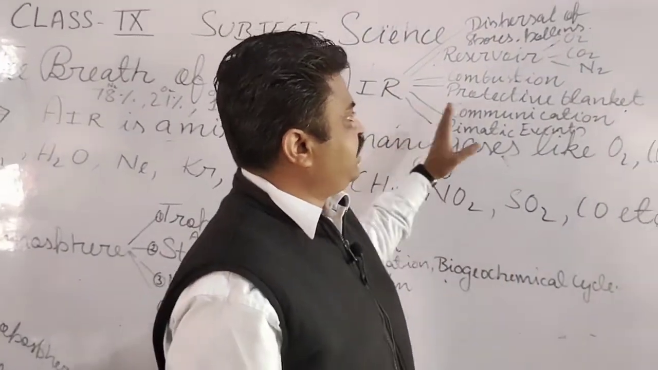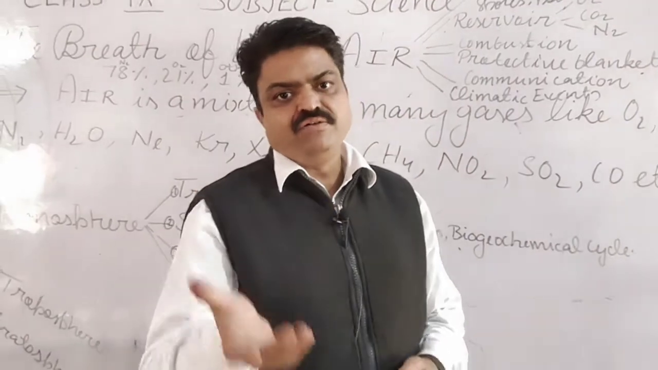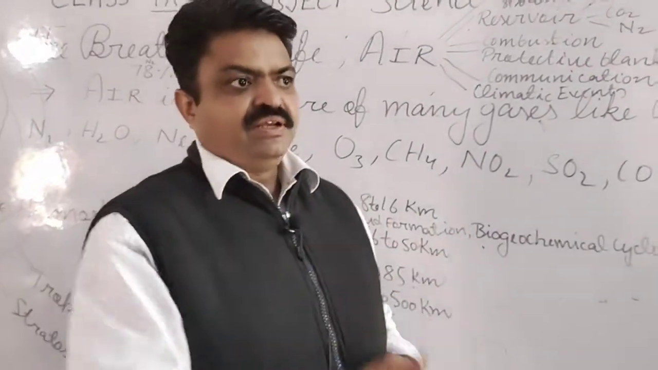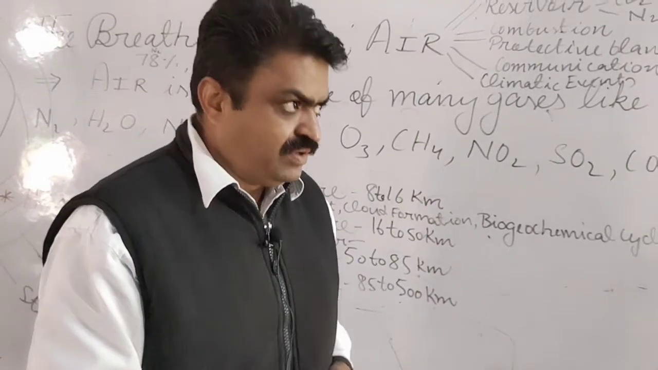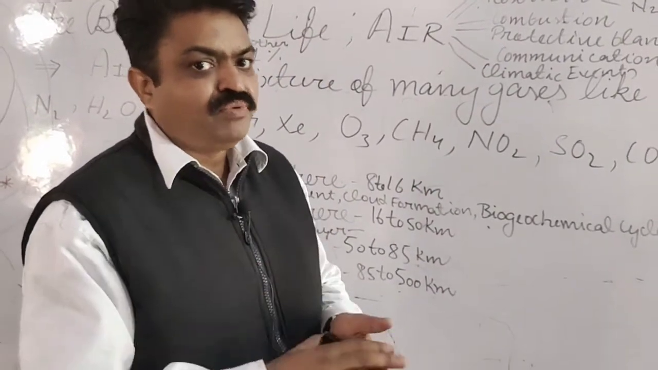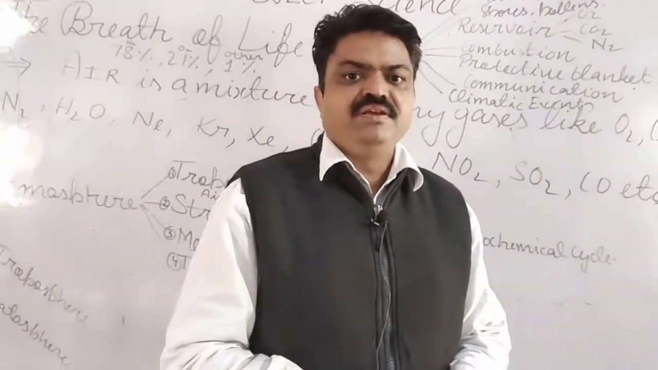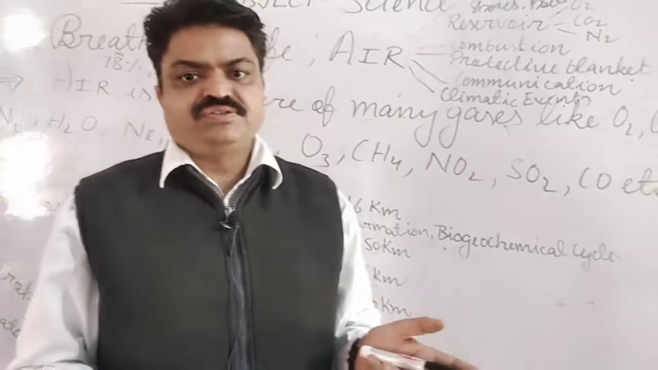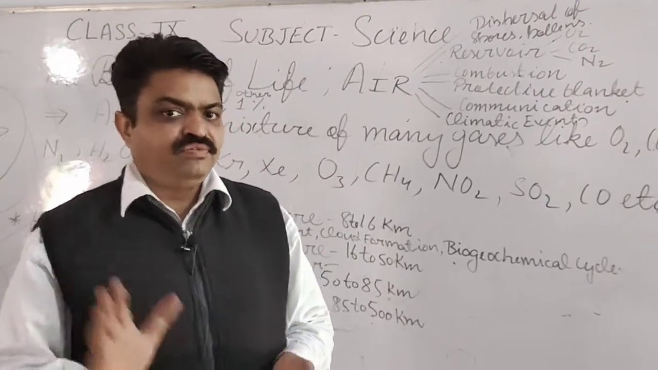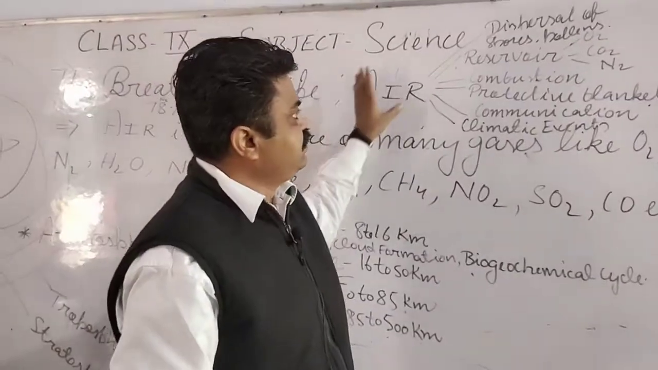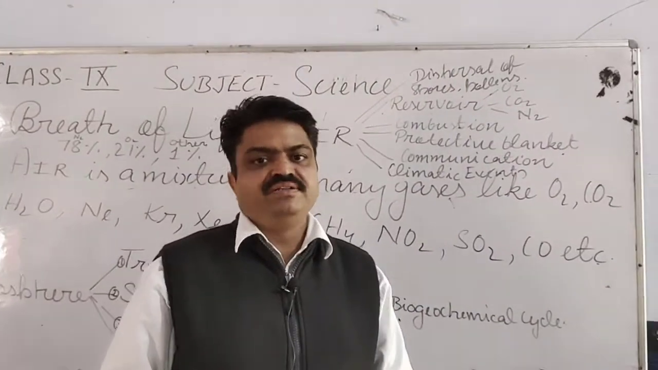Next are climatic events like cloud formation, rainfall, temperature increasing and decreasing. All these important processes of the climate take place inside the atmosphere, student, in the air, due to the presence of air. Next importance of air is dispersal of spores and pollens.